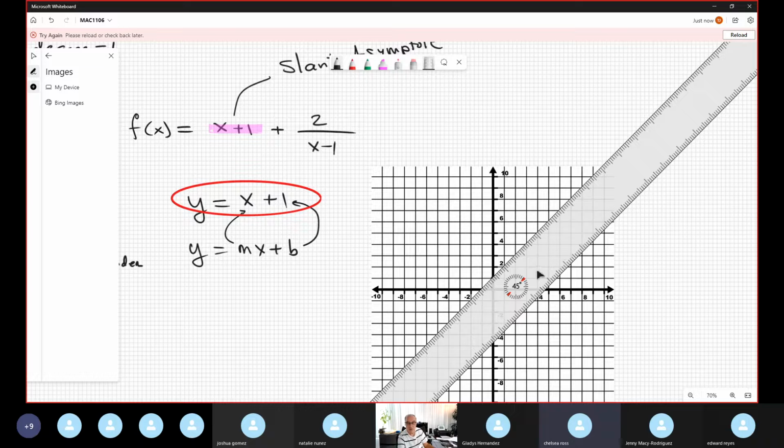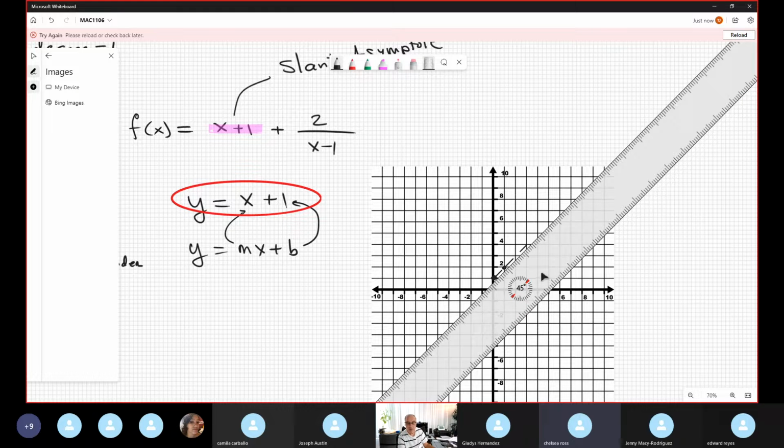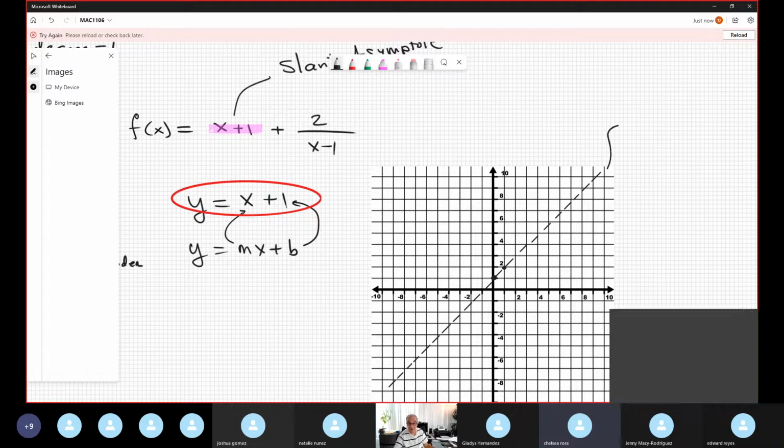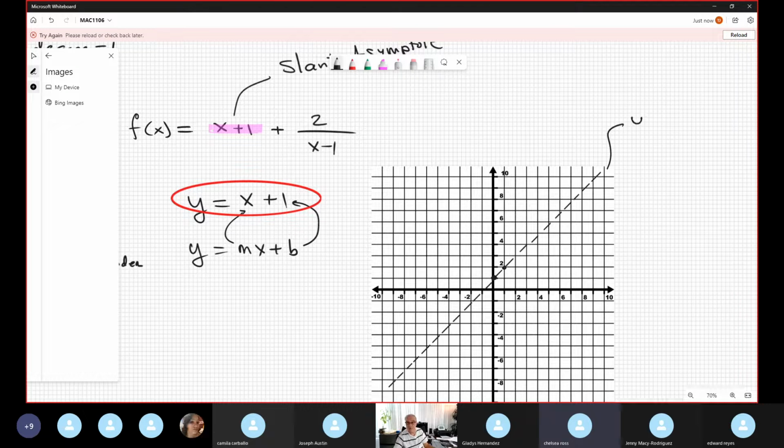Black color, dotted line, asymptote. It's a convention we are using every day to do the graph of the asymptote. Wait a second, I did it wrong. I want to take advantage. This is the graph of y equals x plus 1.